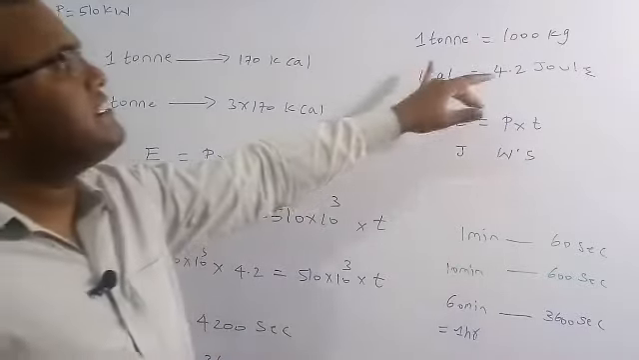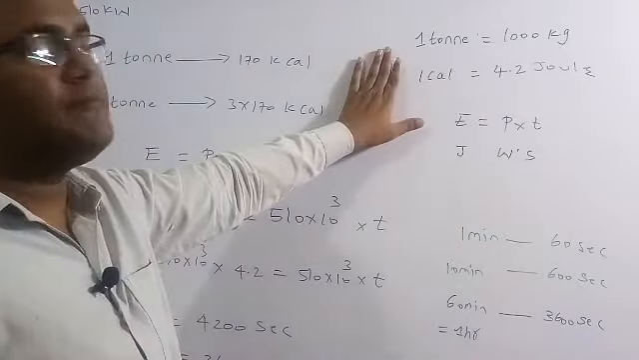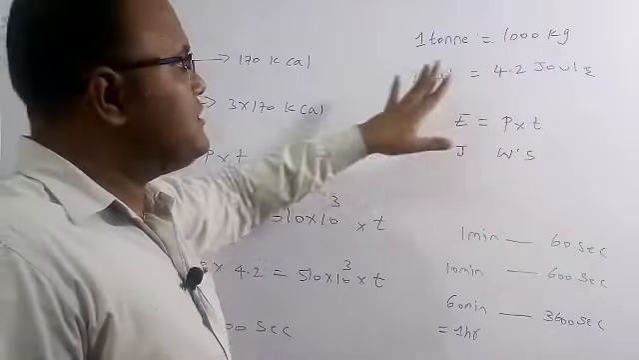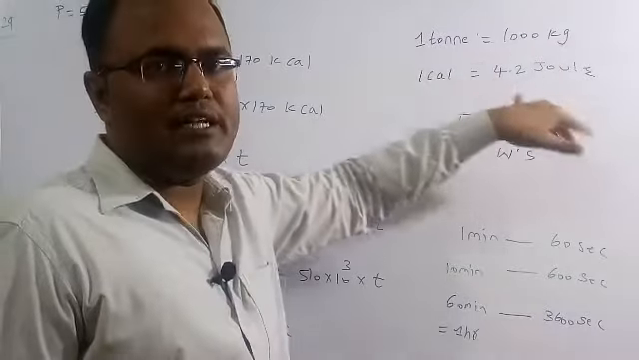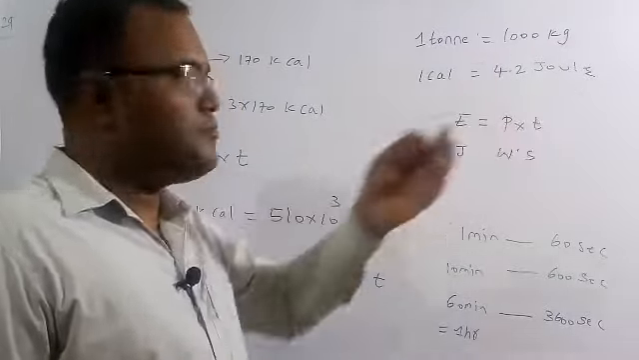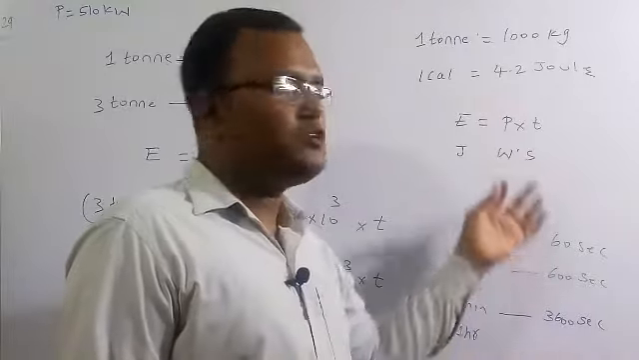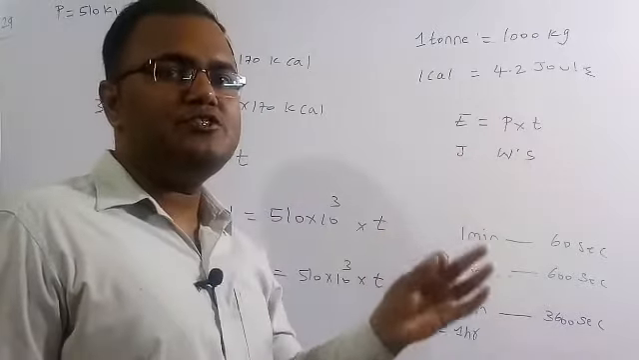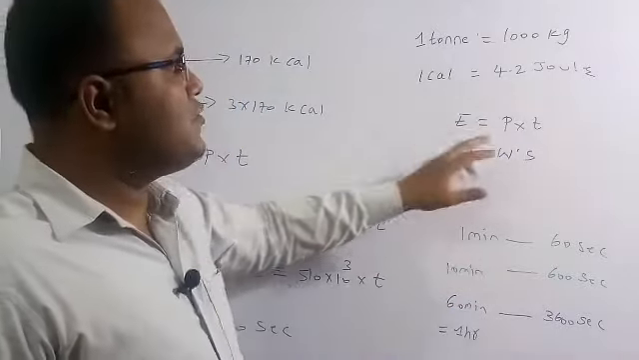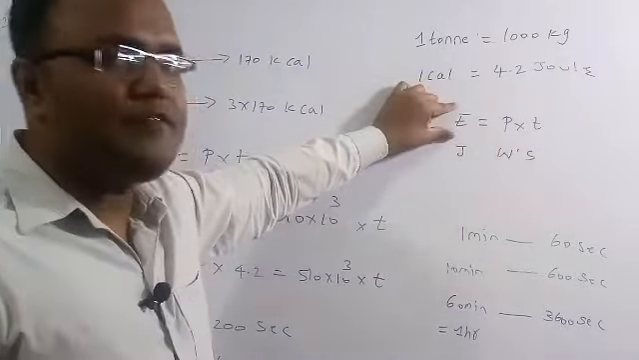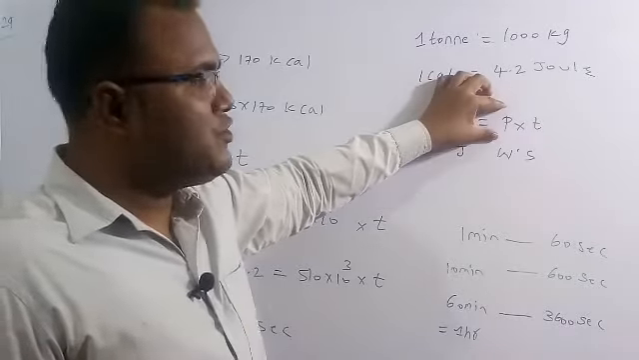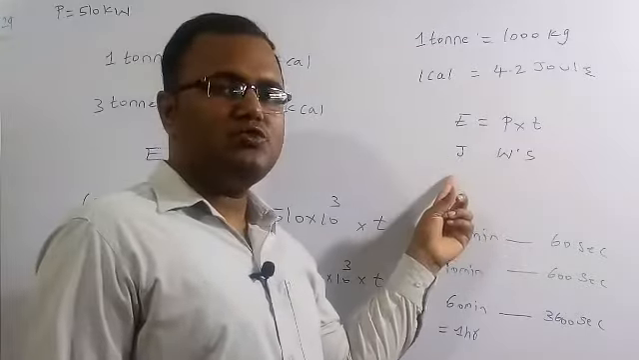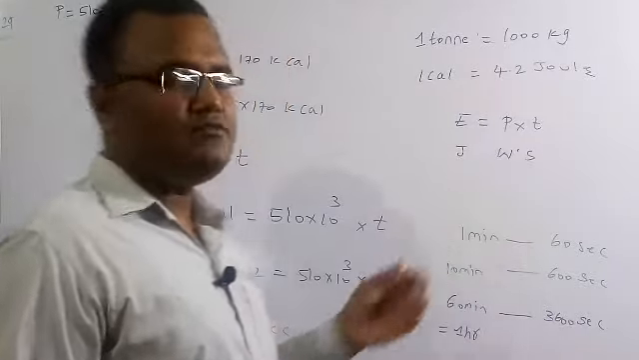Here 1 ton is nothing but 1000 kg. And 1 calorie is equal to 4.2 joules. So this is a conversion from calories to joules. The basic formula is energy consumed is equal to power into time duration. Power is nothing but how much energy is consumed for 1 second. So energy is equal to power into time. The unit of energy is joules, the unit of power is watt and the unit of time is second. So therefore joules is equal to watt into second. So by this we are going to solve here.